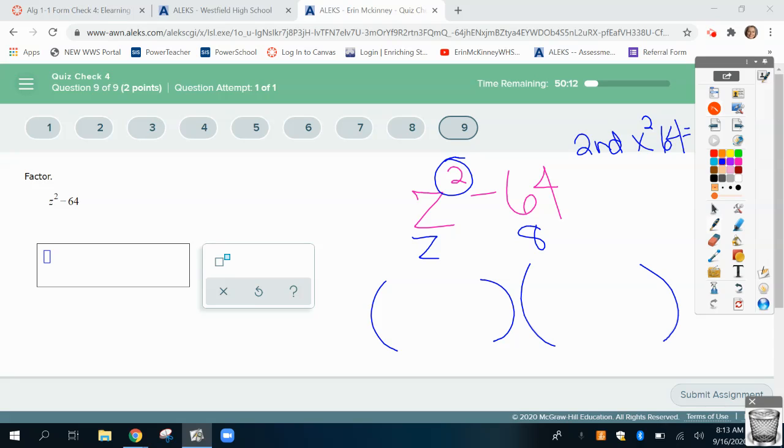So from there, we're going to go into two binomials where we have to keep the order exactly the same. If z was first, z goes first. If 8 was second, 8 goes second. One gets an addition, and one gets a subtraction.